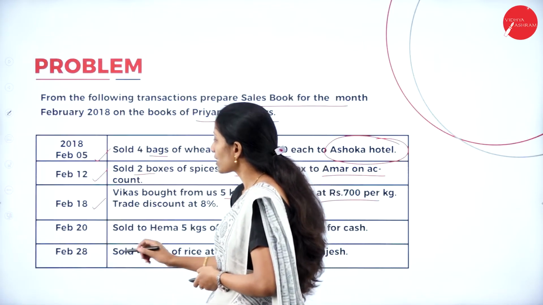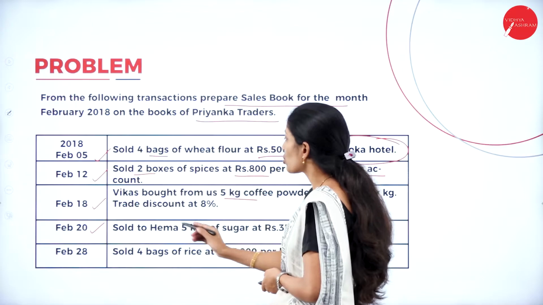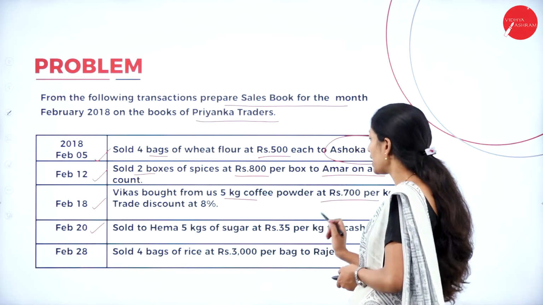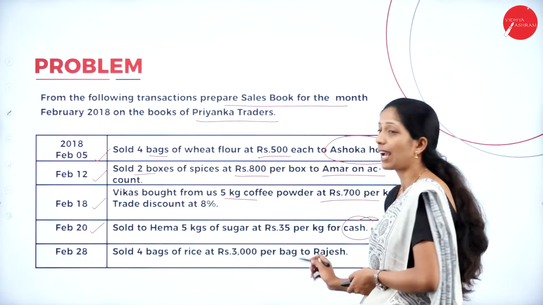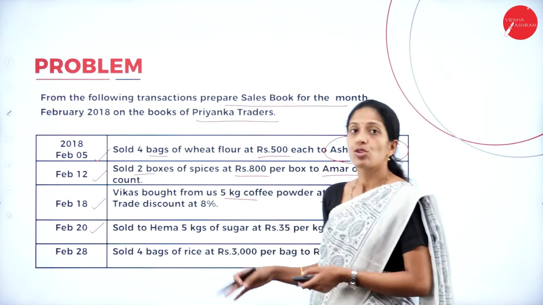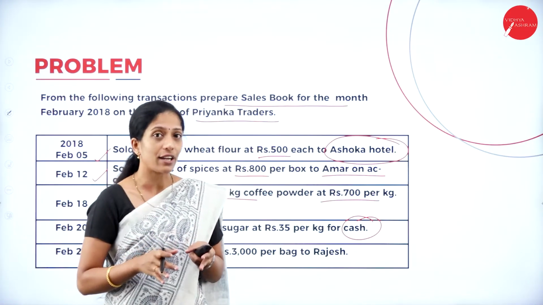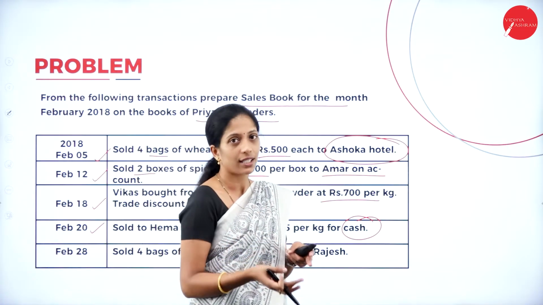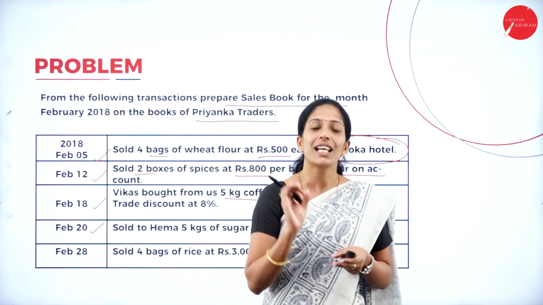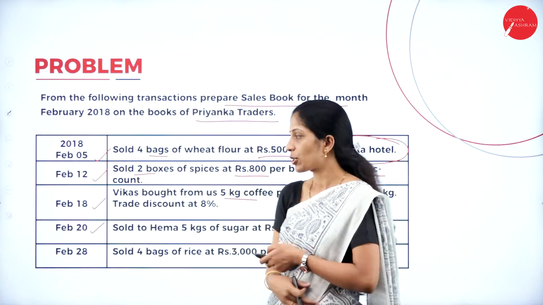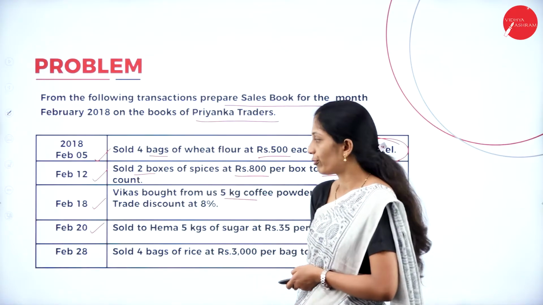Now, moving on to the next transaction, Feb 20th, sold to Hema 5 kgs of sugar at rupees 35 per kg for cash. So, they have given the word cash here. So, what do you mean by that? It is a cash transaction, but whether we will record the cash transaction in the sales book or in the purchase book, no, only credit transactions. So, this cash transaction comes under the cash book, but we have to write a note for that.